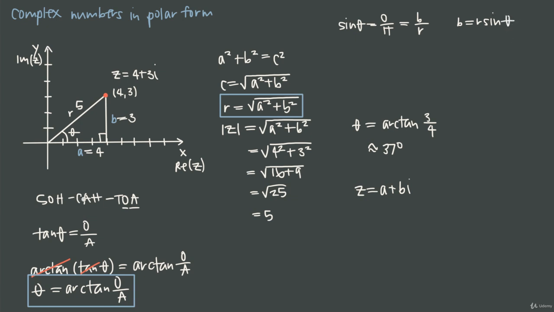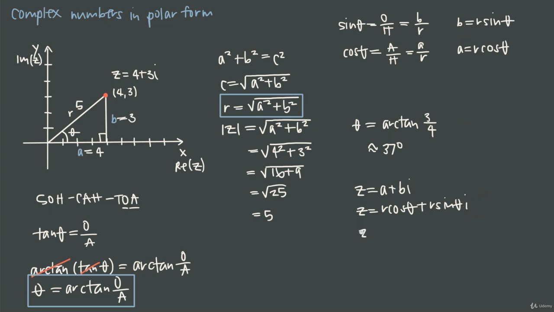We can do the same thing for cosine. We know that cosine is equal to adjacent over hypotenuse. So if we say cosine of theta is adjacent over hypotenuse, well, the adjacent side to theta is a, and the hypotenuse is r, so we get a over r. And again, if we multiply both sides by r, we get a is equal to r cosine theta. Now we can plug these values for a and b into our complex number equation z equals a plus bi. So we get z is equal to r cosine theta, coming from the value for a, plus r sine theta, coming from the value for b, multiplied by i.